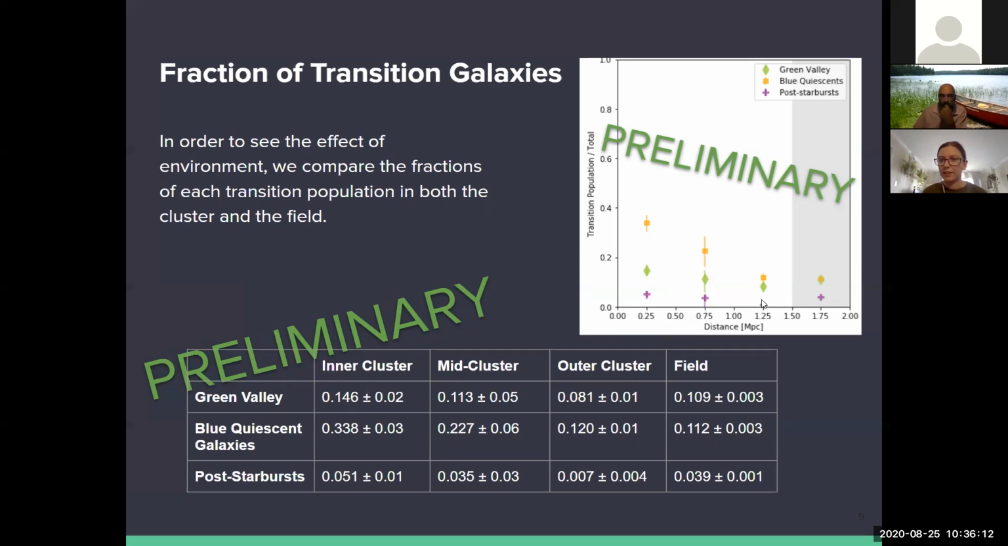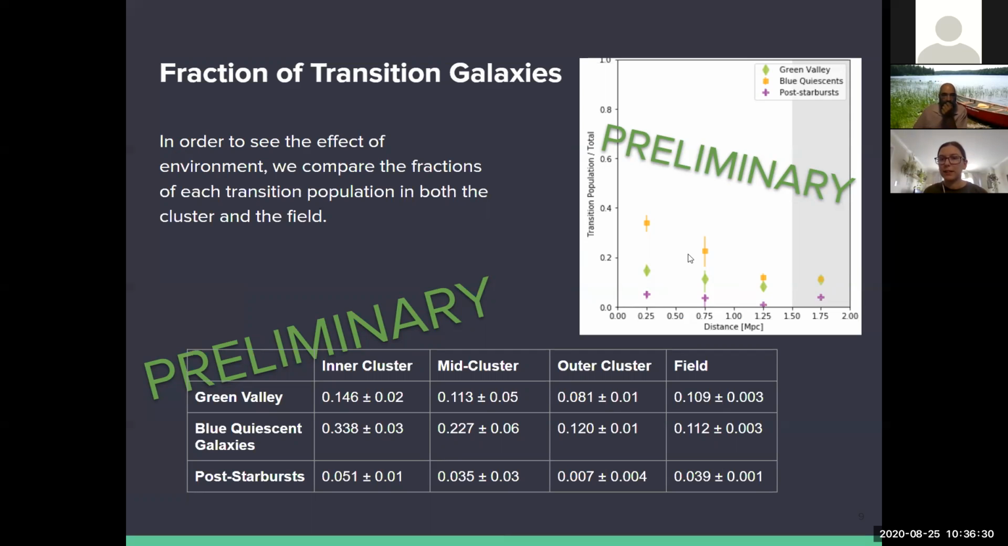And so you can see here that the population of post-starburst and Green Valley galaxies doesn't change a whole lot between the cluster and the field, which is somewhat surprising if you think that something about the cluster environment is what's pushing these galaxies into the transition into the quiescent sequence.